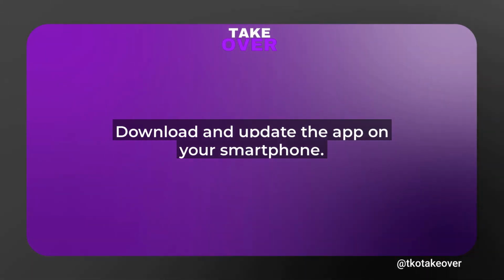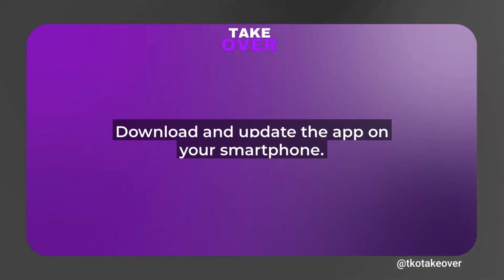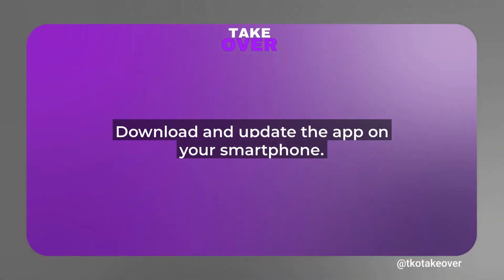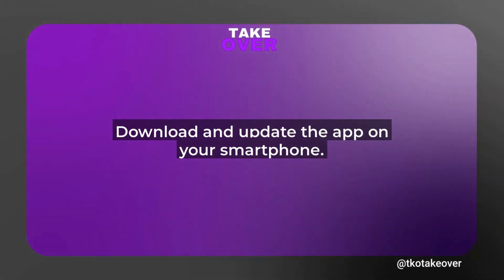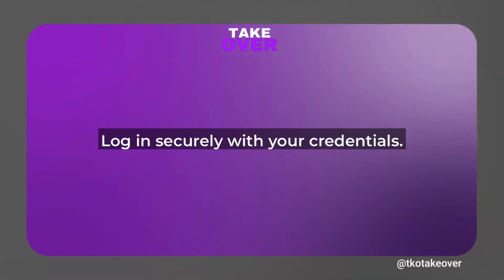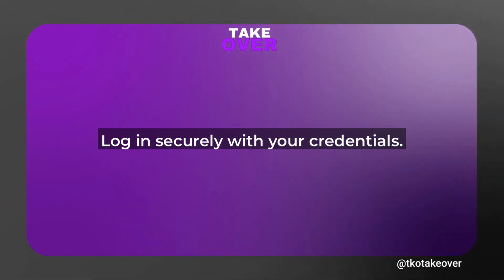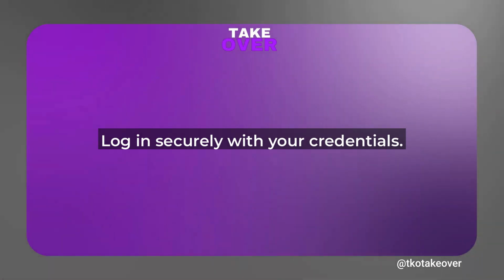Let's dive right in. First, make sure you have the latest version of the Capitec app installed on your smartphone. If you don't, download it from your app store and update any existing version for the best experience. Once that's done, open the app and log in using your username and password. For extra security, always use a strong password and enable two-factor authentication if available.